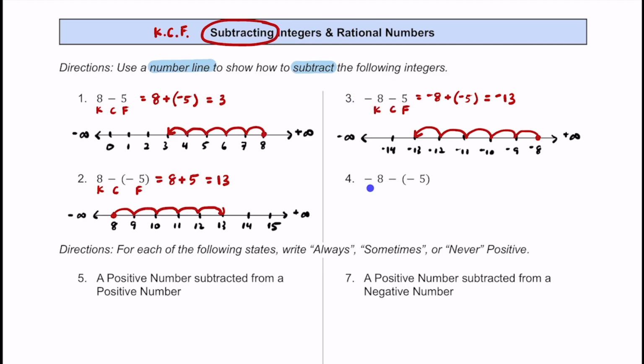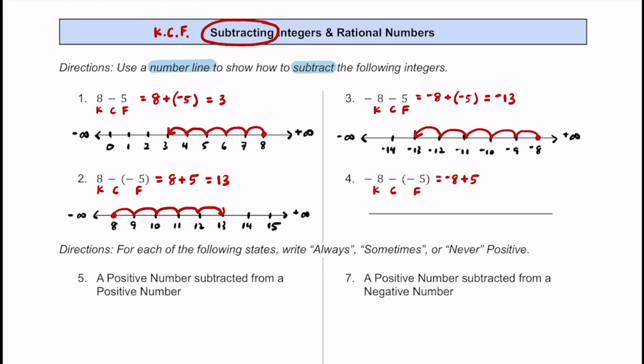For number 4, we have negative 8 minus negative 5. To me, this looks the most confusing out of all these so far, but I think we can make it look a little less confusing if we keep, change, and flip, and rewrite this as an addition problem instead. So if we keep the negative 8, it's going to stay as negative 8, change the subtraction sign to addition, and then flip the negative 5 to make it a positive 5. So we have negative 8 plus 5. That's a little bit easier to understand. I think there's less symbols, right?